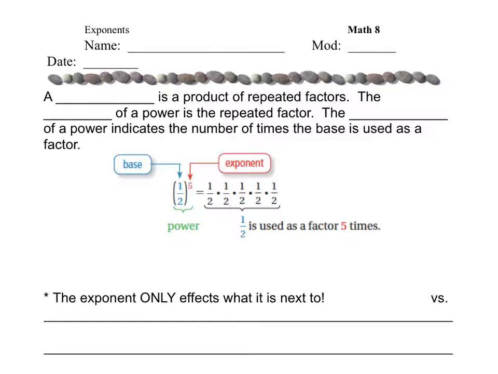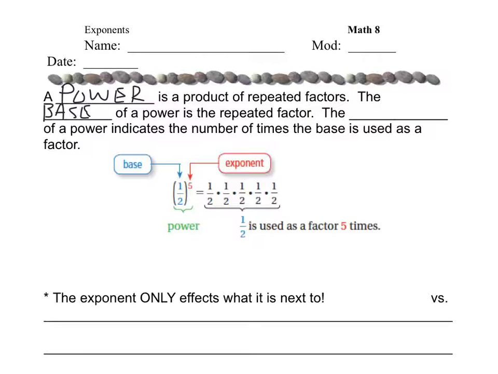Today we're going to talk about exponents and how they work, to make sure we can move forward in the rest of this chapter. A power is a product of repeated factors. The base of the power is the repeated factor, the number that is being multiplied over and over again.